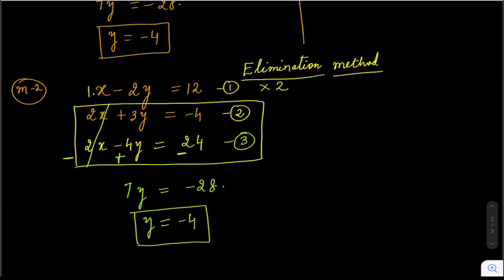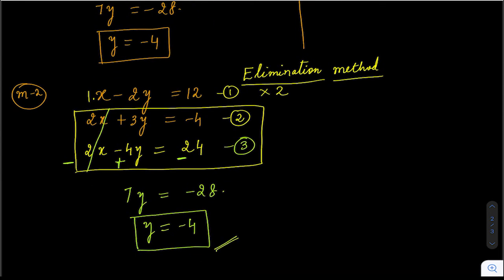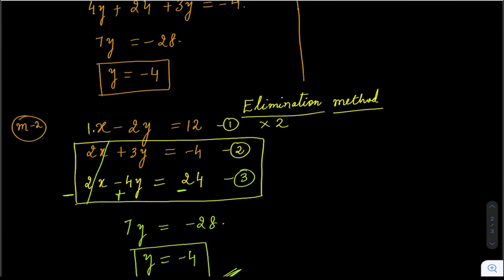And then again do the same thing, substitute this y in any of the equations and find the x value. So you can use the substitution method, you can use the elimination method, whichever method you like. Okay, now let's go to the second question. Now the second question is more like what they generally ask in the exams.